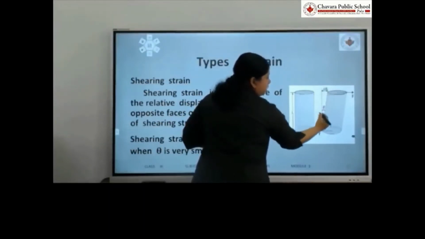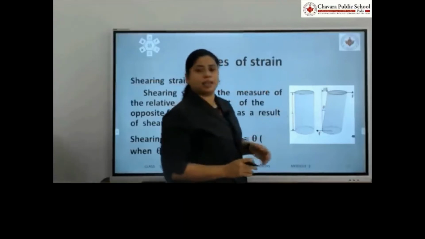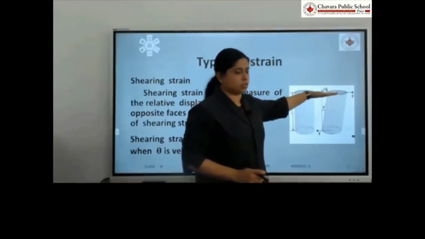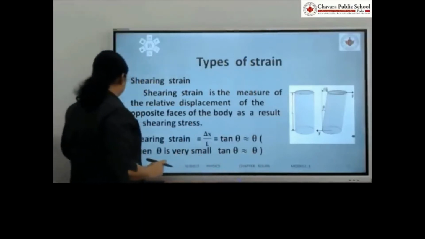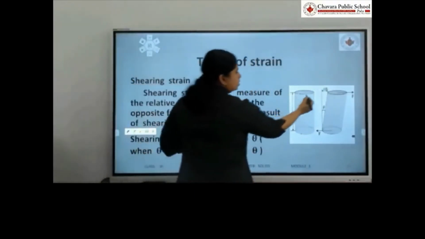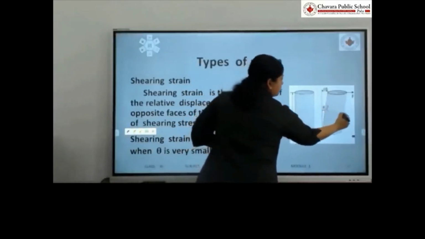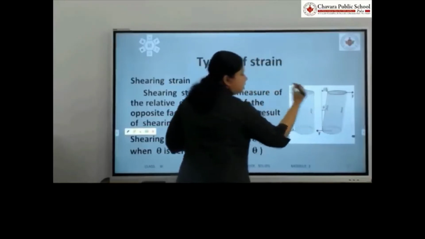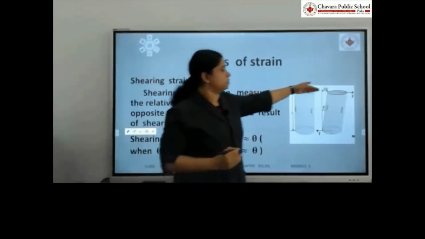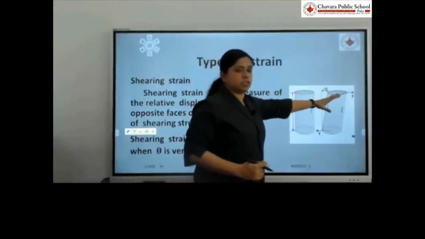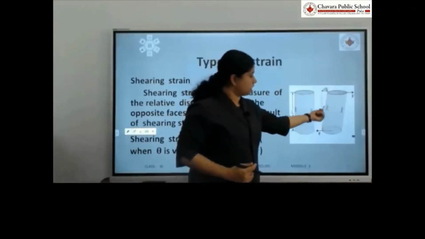and we know that the length is the same on this side and this side. So, no change in length. Consider the length of the body to be constant. By the application of tangential force, there is no change in length. There is a shape change with respect to an angle theta.